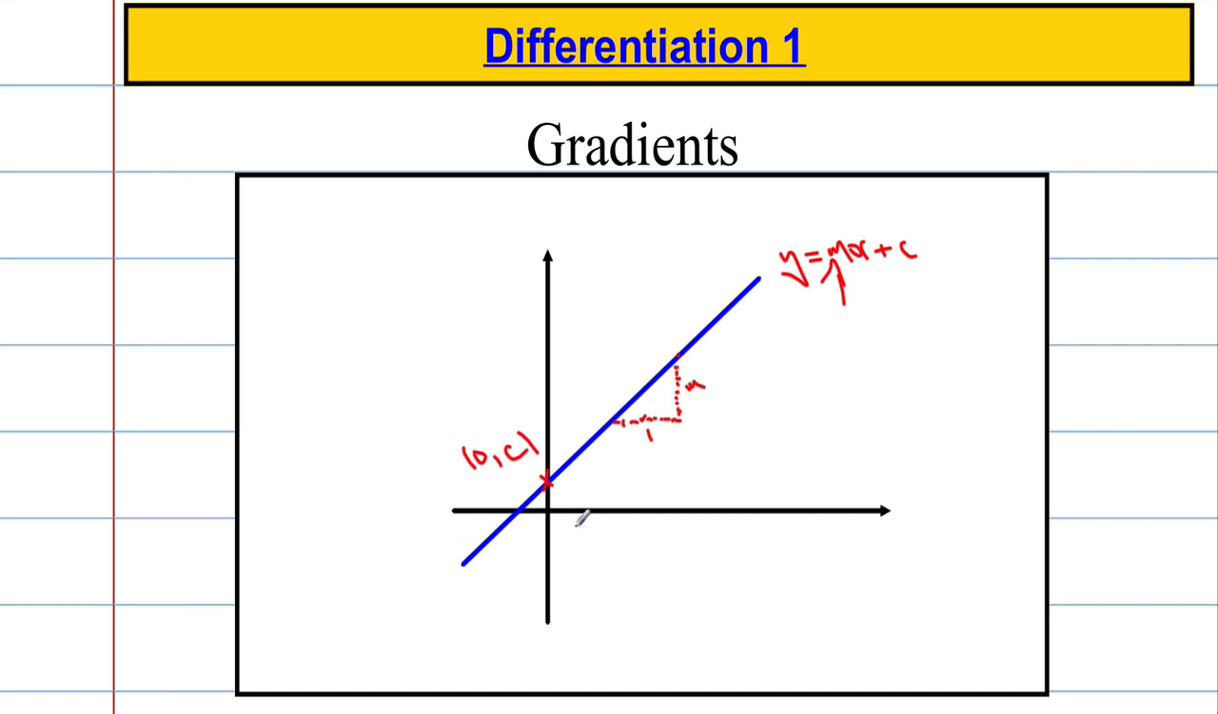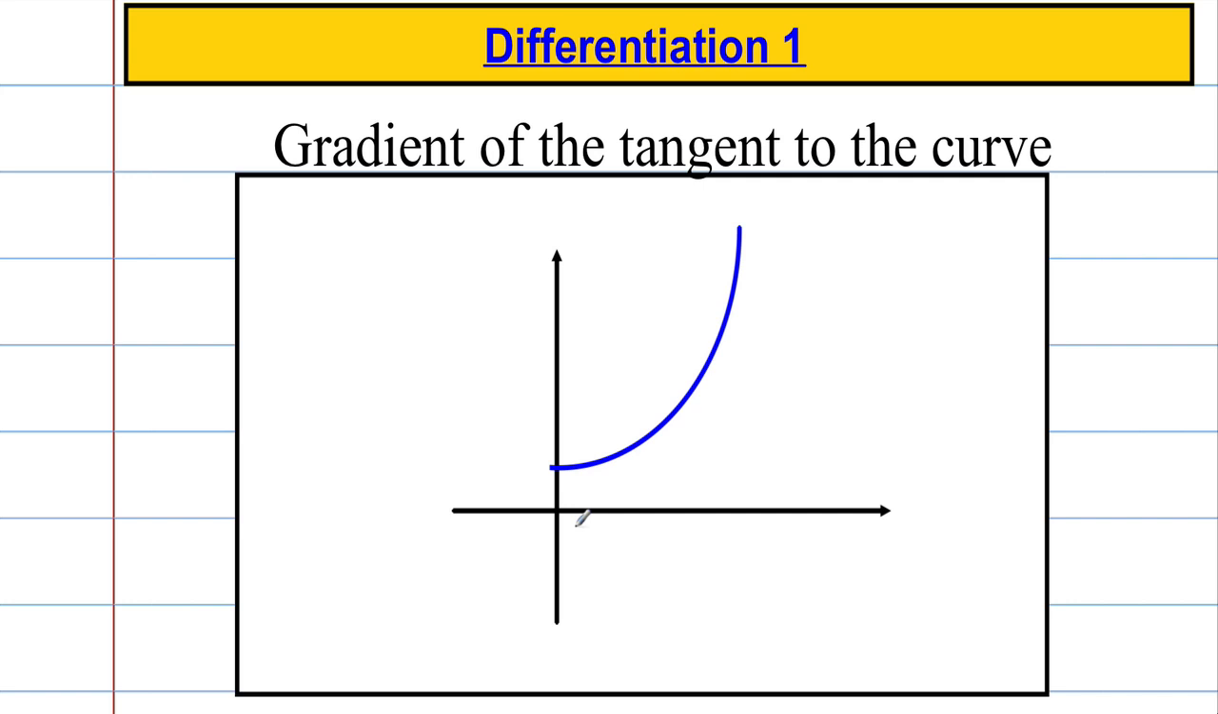But differentiation looks at finding equations or gradients of tangents to a curve, such as this. So suppose we have a function that's a curve like so, and I wanted to know, what is the rate of change of the curve at that particular value here? What we would look for is something called the gradient function. And the gradient function allows us to find the gradient of that tangent to the curve at that particular point there.